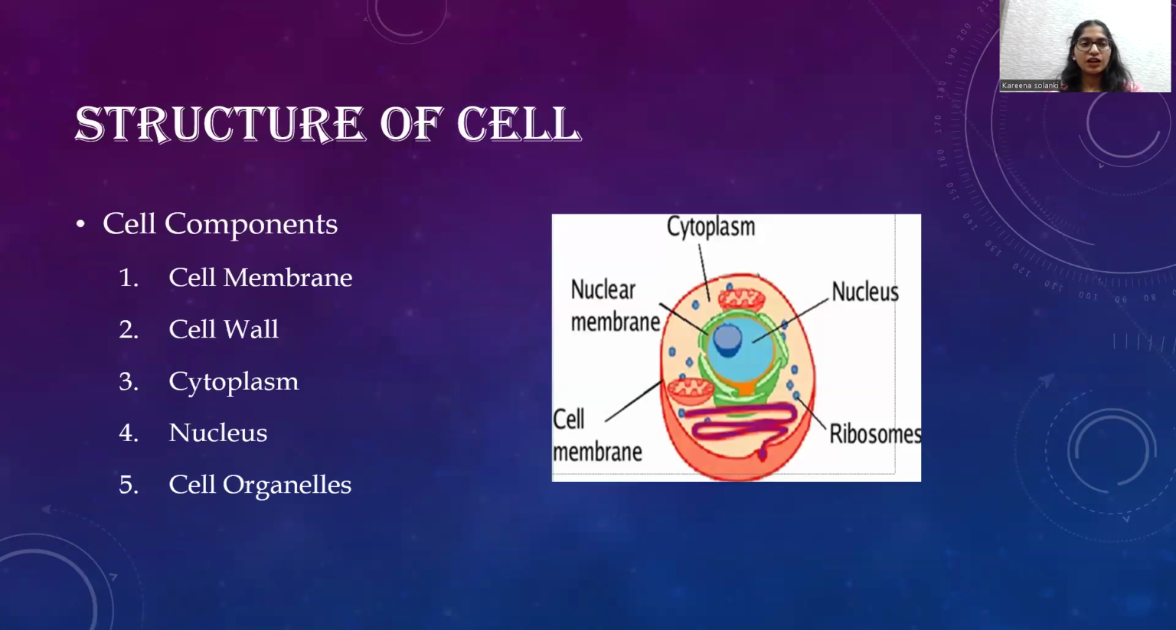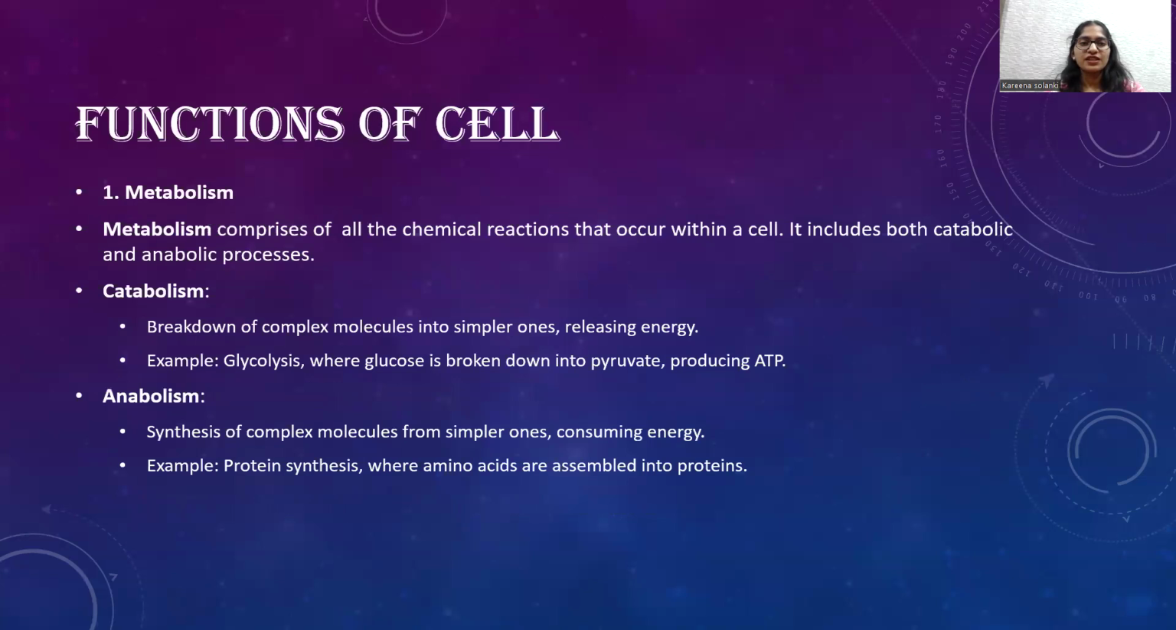Structures of a cell. Cell components are cell membrane, cell wall, cytoplasm, nucleus, cell organelles. Functions of a cell. The very first function is metabolism. Metabolism comprises all the chemical reactions that occur within a cell. It includes both catabolic and anabolic processes.